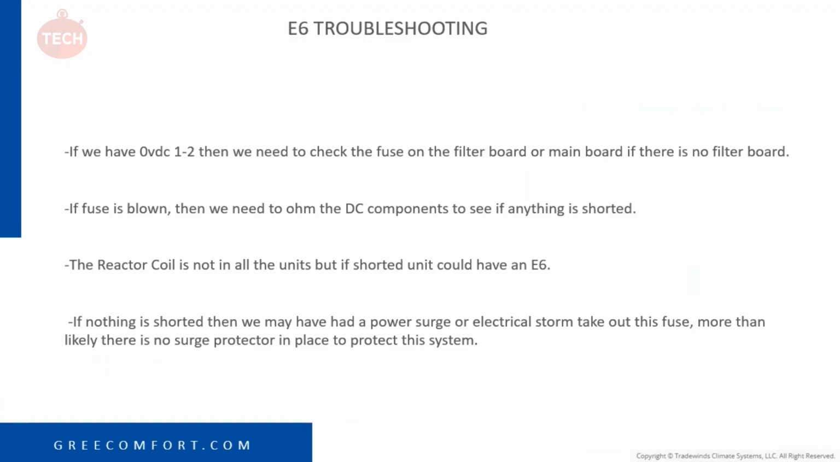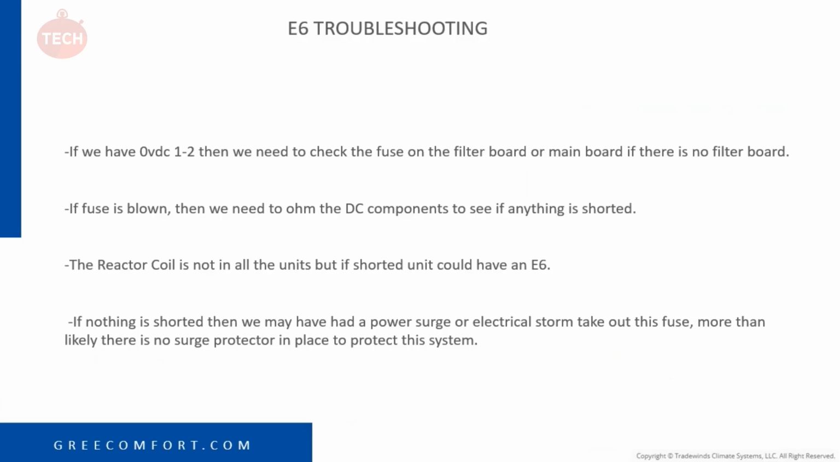So now we get into a little bit more of the E6 troubleshooting here. If we have 0 volts DC from 1 to 2, we need to check the fuse on the filter board or main board, if there is no filter board. If the fuse is blown, then we need to ohm the DC components to see if there's anything shorted, which we'll get into all this here in a few slides.